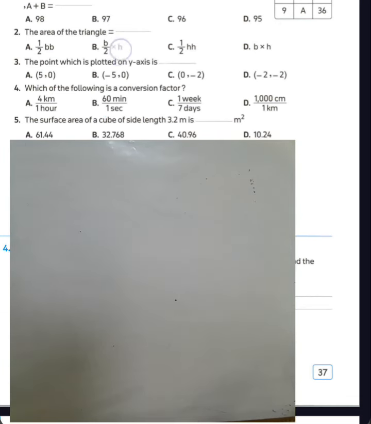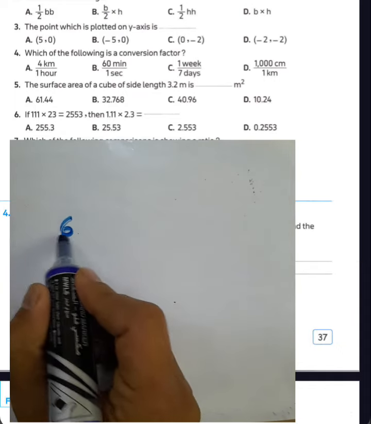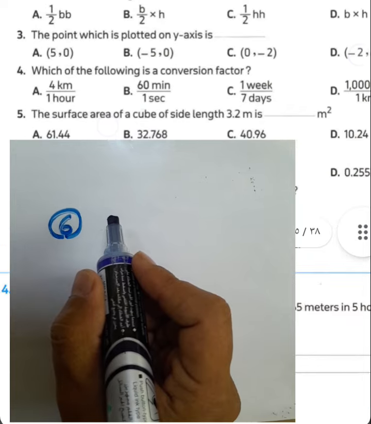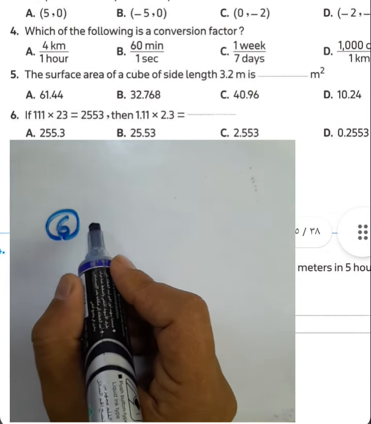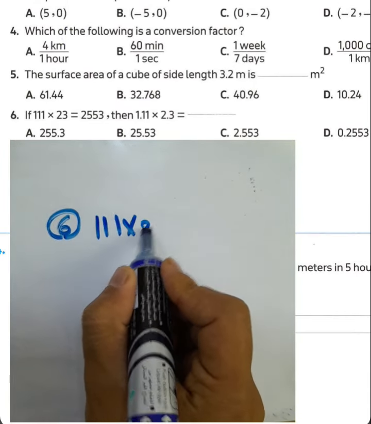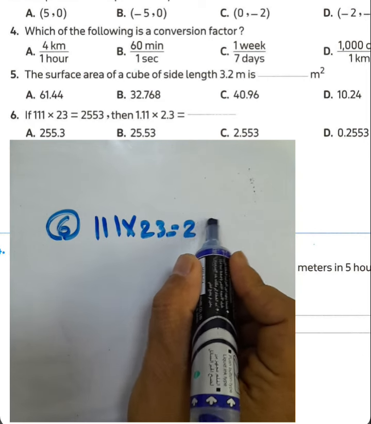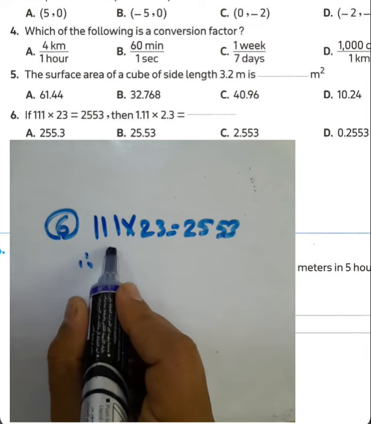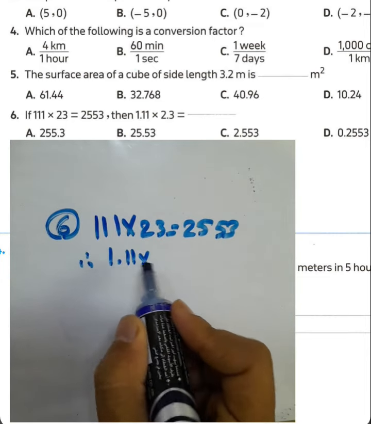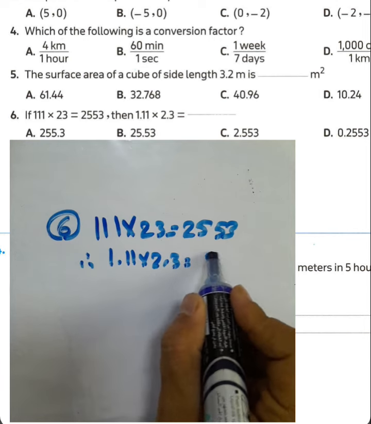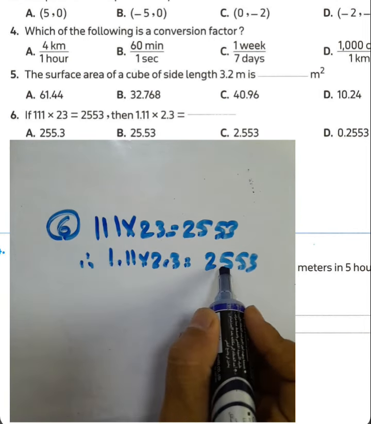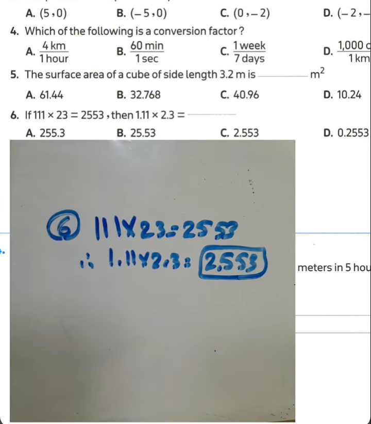Next example, question number 6. He gives us this information: 111 product by 23 equals 2553. Then 1.11 product by 2.3. We can write this number, and the point will be after 1 place and 2 places, 3 places here. Put the point after 3 places. Question number 6, choose letter C.